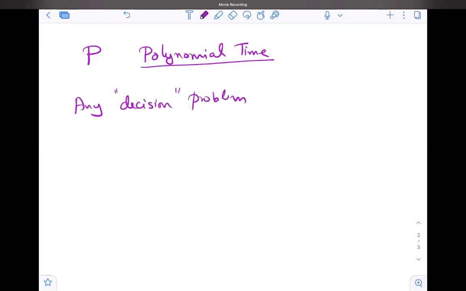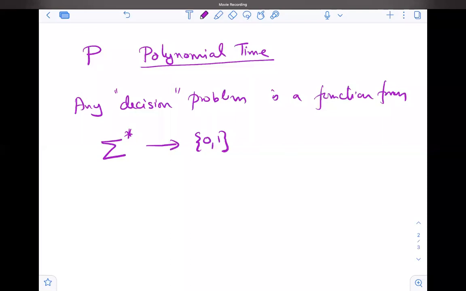is a kind of function from the instance. What is an instance? The instance is an alpha, a sigma star, meaning it's a map from whatever has been given as an input. Sigma star is a string. You can think of the output as 0, 1, either true or false. So any decision problem is this.